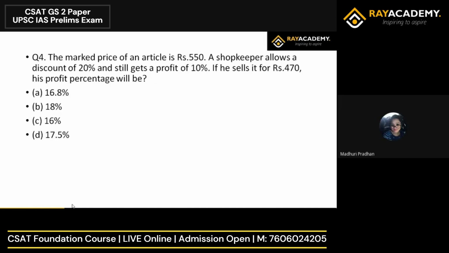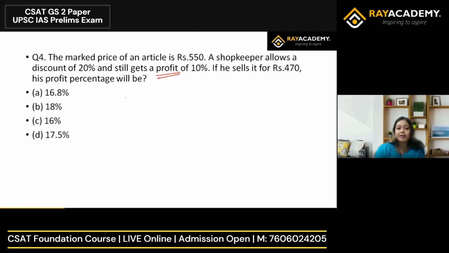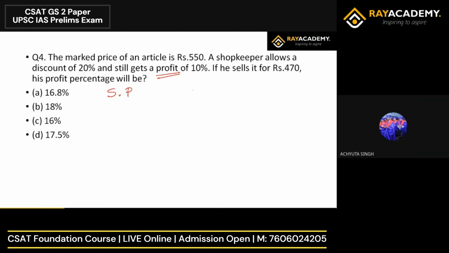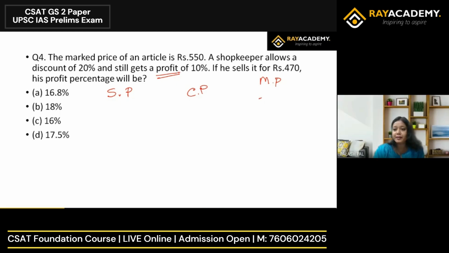Percentage. Profit loss. No, it will be profit and loss. Okay. Profit and loss. Very good. There are some terms: SP, that means selling price, and CP, cost price. Okay. So marked price is 550.